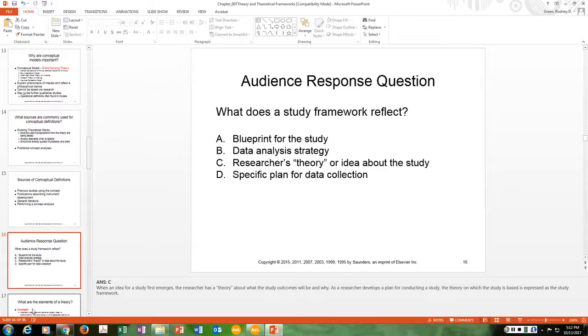So the researcher has a theory about the study outcomes, what they'll be and why. And as a researcher develops a plan for conducting a study, the theory on which the study is based is expressed as the study framework. Okay? So the answer is C.